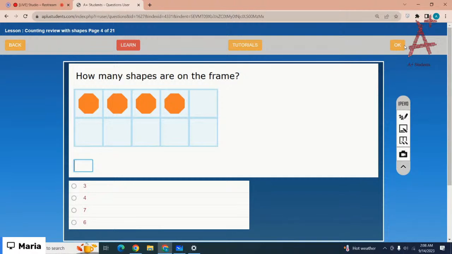There are 1, 2, 3, and 4 shapes on the frame, right? Yes, very good. So the correct option is 4. There are 4 shapes on the frame. The correct option is 4.